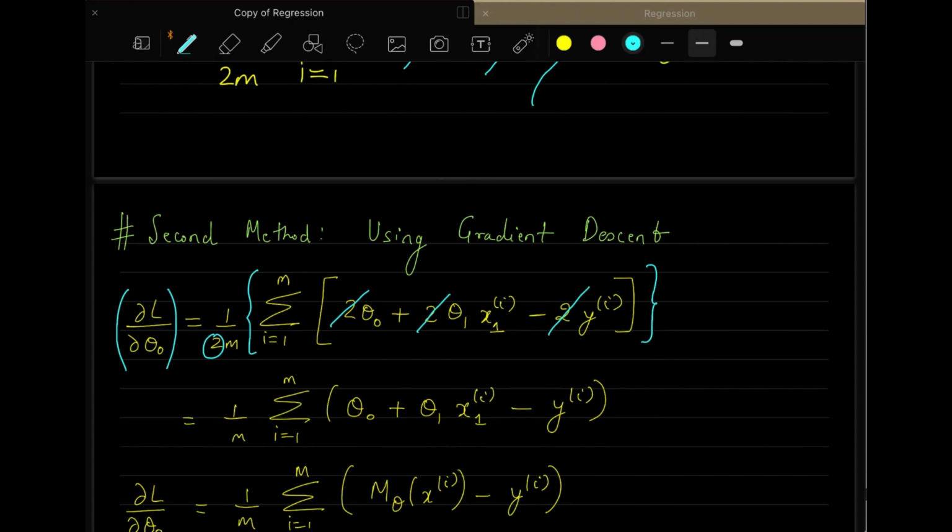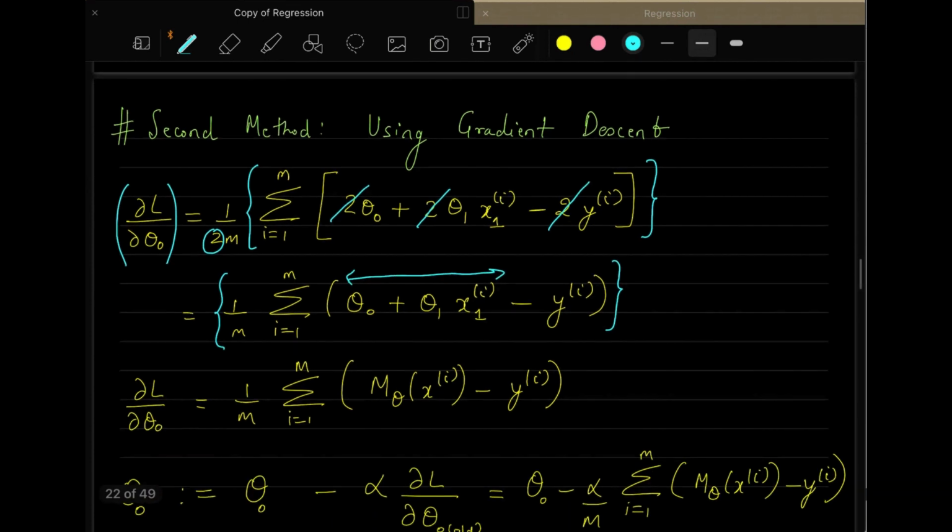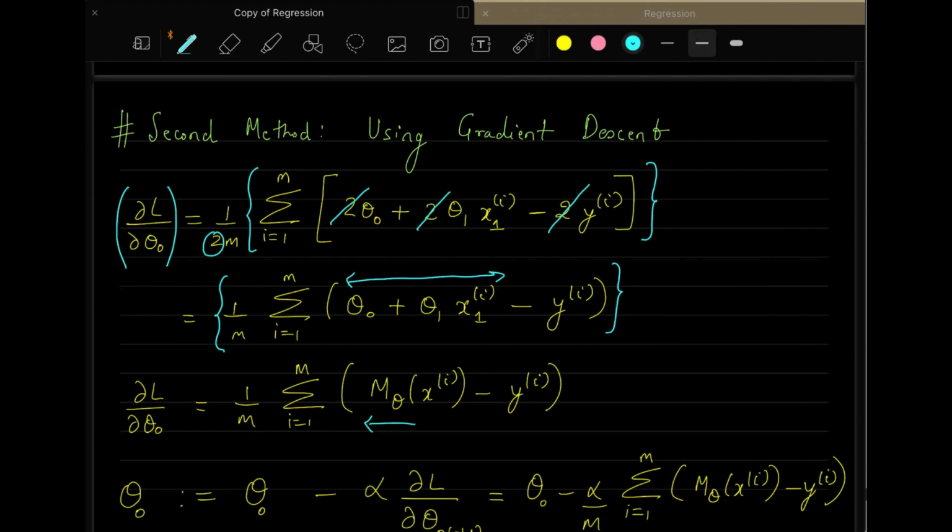So the derivative of the loss with respect to theta 0 comes out to be this expression, and you know that this expression itself is the predicted value, h theta of x i. So we can write this in short form as well. This is the derivative of the loss with respect to theta 0.